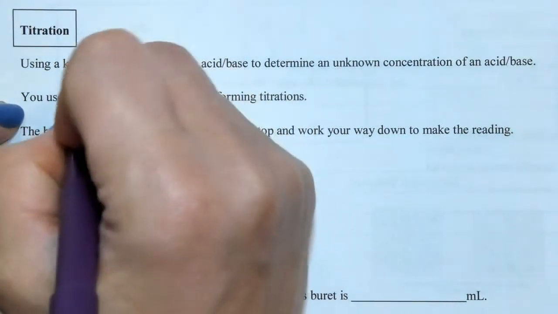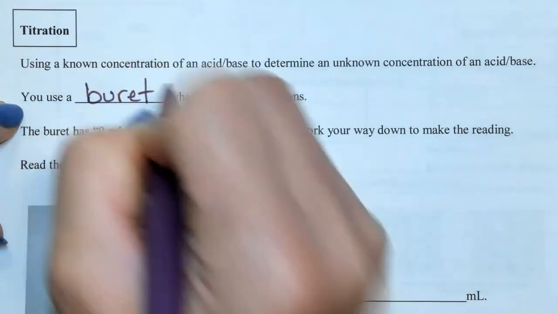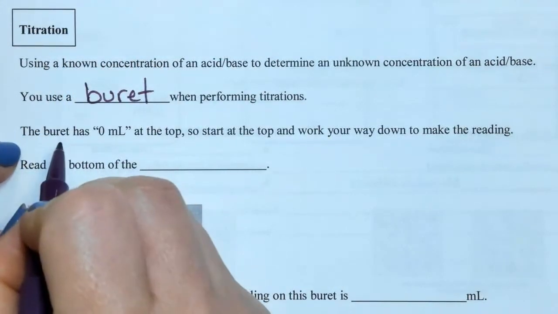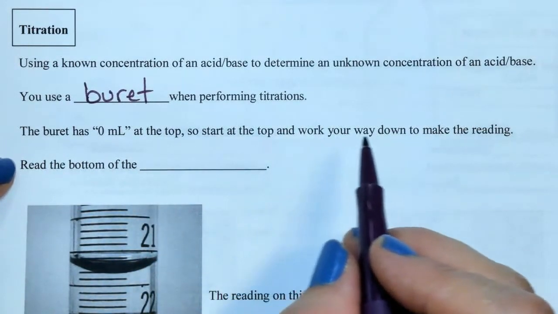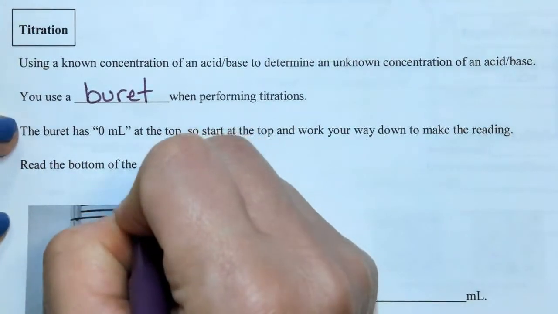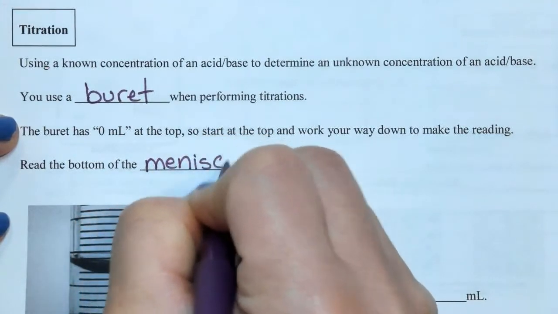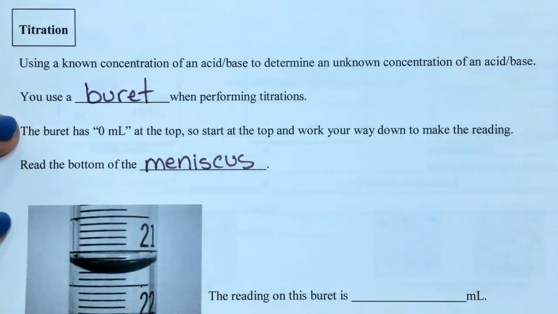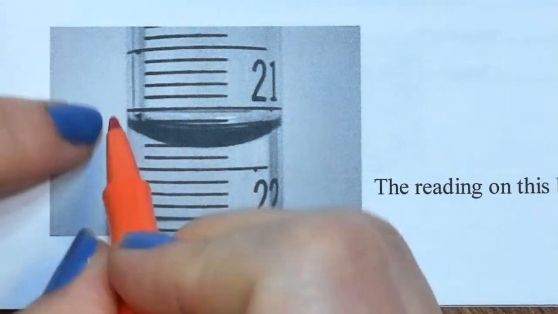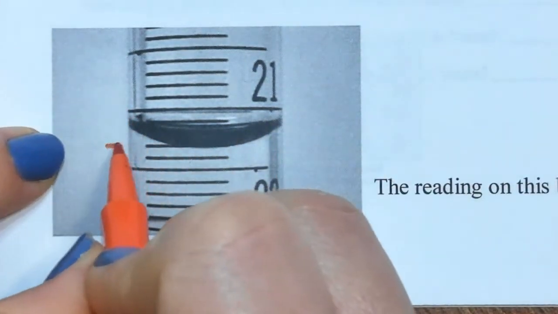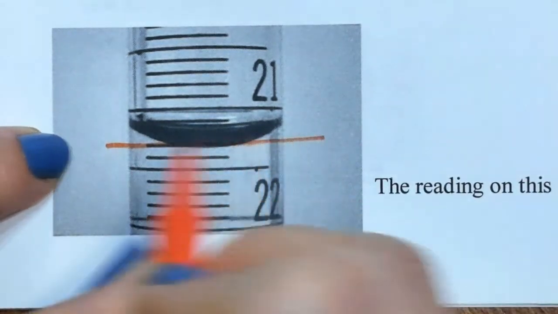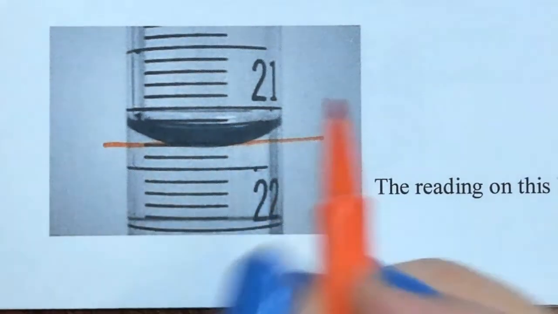So you use a burette when performing titrations. The burette is 0 milliliters at the top, and so we start at the top and work our way down when we read it, and you want to read the bottom of the meniscus. Here's an example of a burette, and the meniscus is the bottom of the dip or curve in the liquid, and so we want to read this point on the burette.